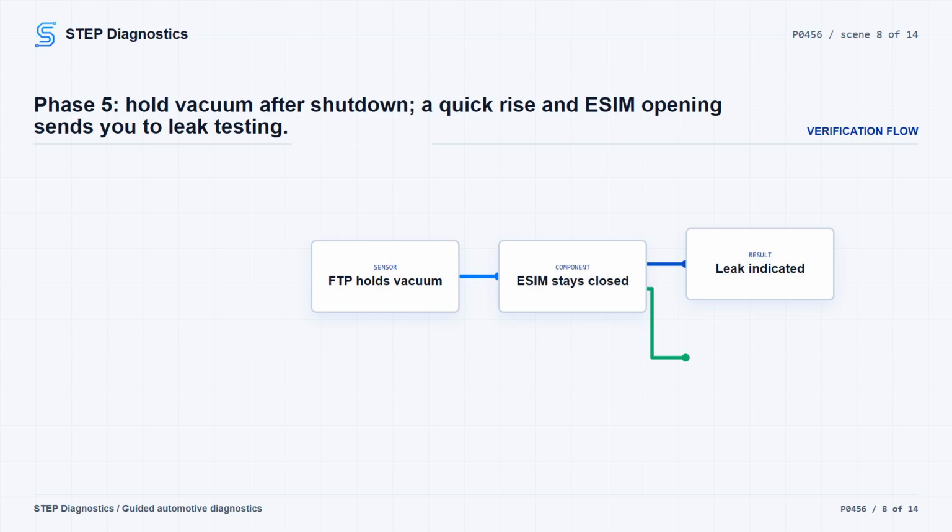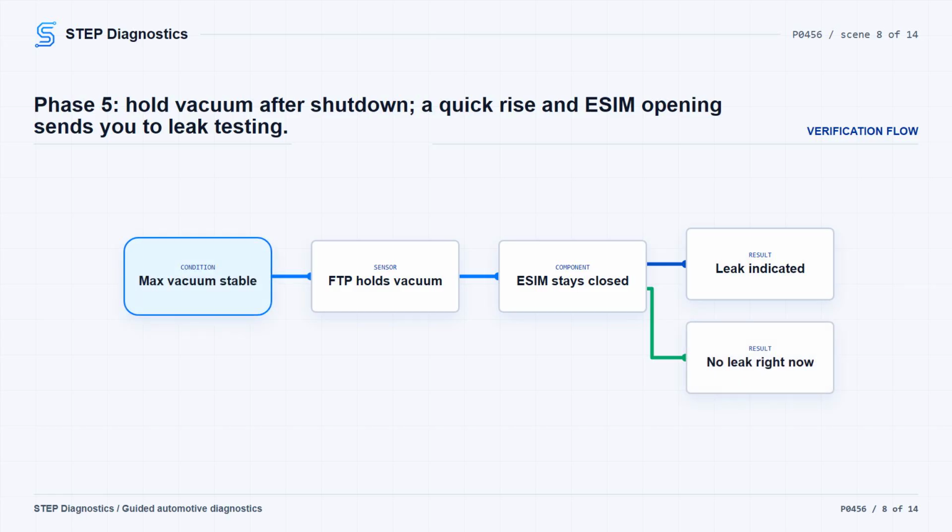Once maximum vacuum is created and stable, shut the engine off and monitor the FTP sensor and ESIM switch for an additional 3-4 minutes. Record readings immediately after shutdown and again after 3-4 minutes. The FTP reading should return quickly to the vacuum relief regulation point, approximately -500 Pa, then stabilize. Vacuum should stay below approximately -250 Pa, and the ESIM switch should remain closed for the additional 3-4 minutes.